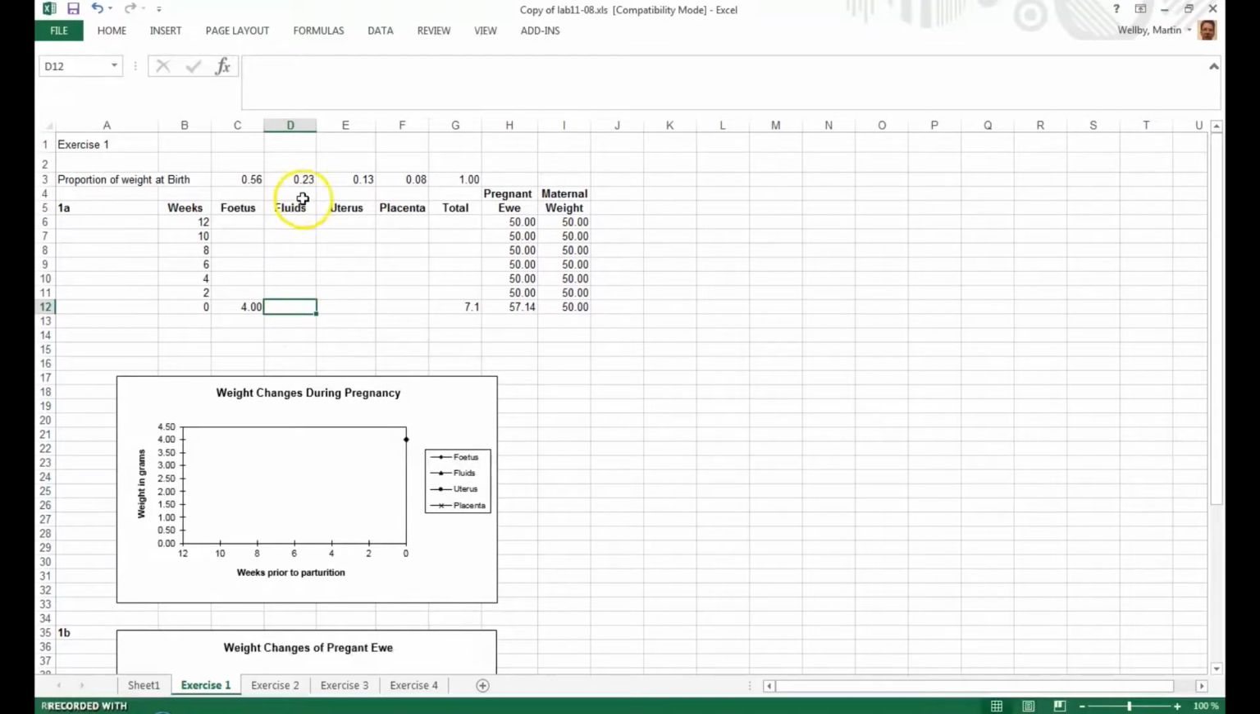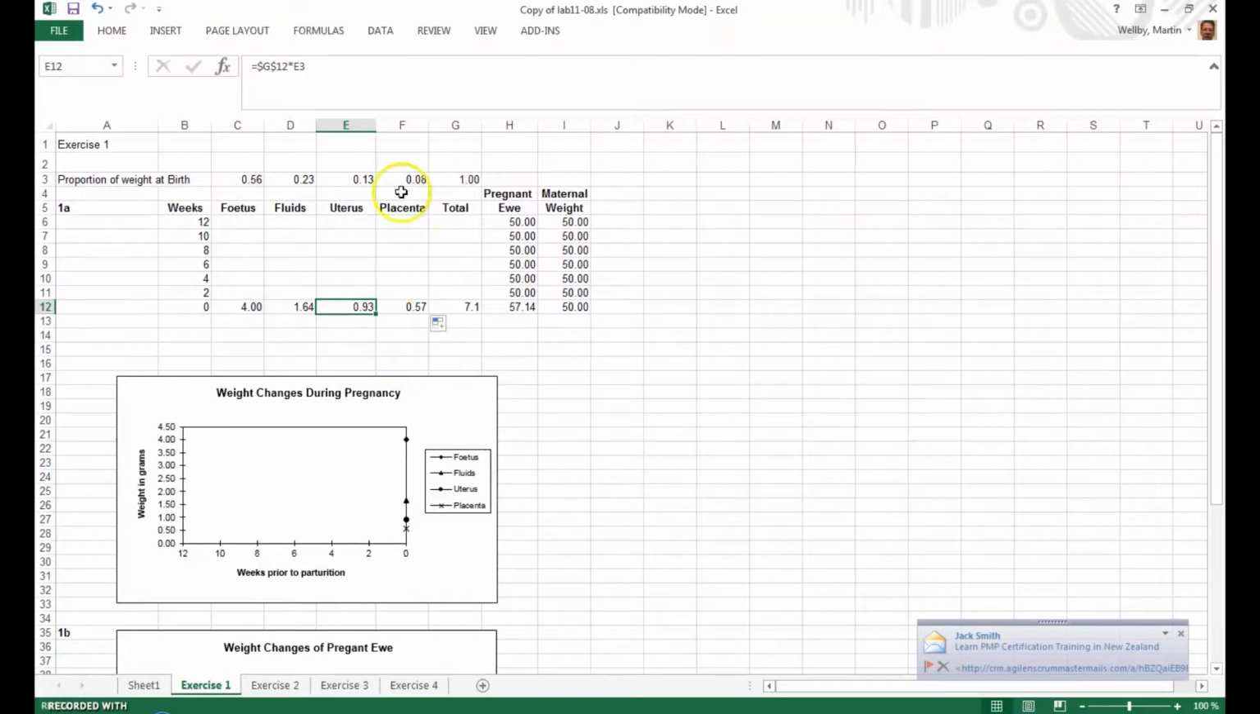And I know the fluids is 23% of that, so in here I just need to put in equals 7.1 times 0.23 gives me the number for the fluids, so the weight of the fluids, and I can copy that across and it gives me the weight of the uterus and the placenta.